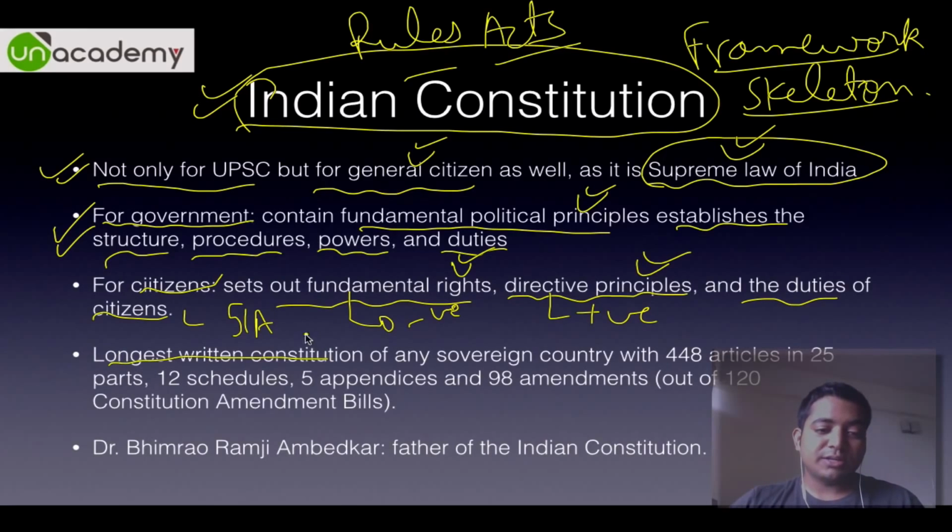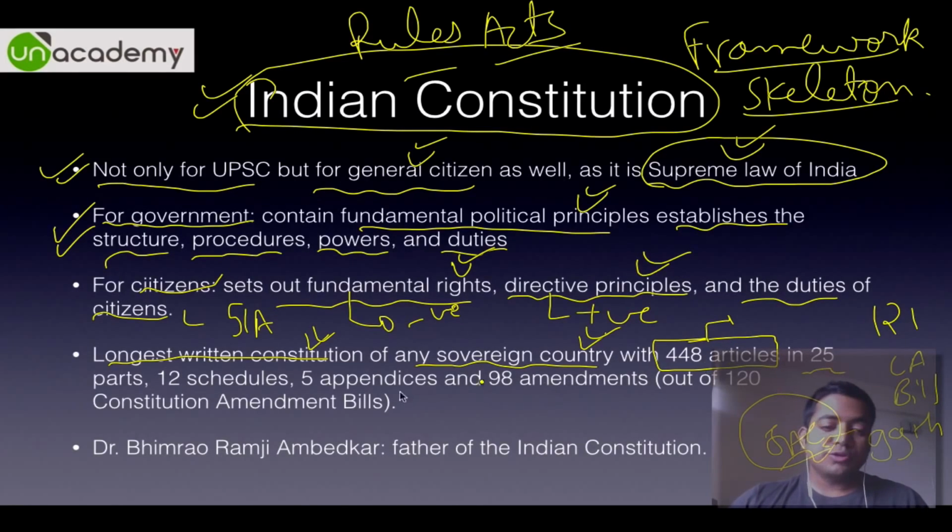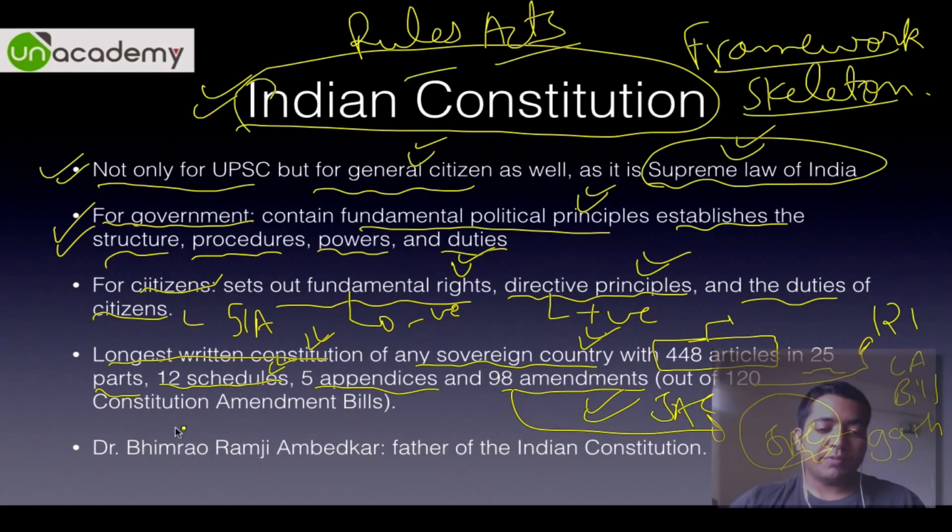Then it is the longest written constitution of any sovereign country. It has 448 articles till date. Now the 121st constitutional amendment bill has been passed, so it will lead to the 99th constitutional amendment act, which is the judicial appointments commission bill. So it also includes 25 parts and 12 schedules and 5 appendices and 98 amendments. So 120 becomes 121 and 98 becomes 99. It is related to the JAC, judicial appointment.